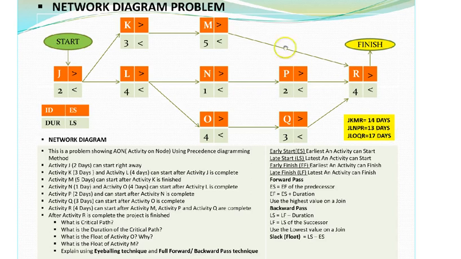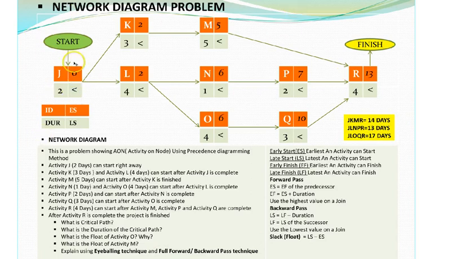So first thing we are doing is putting in the diagram, calculating how many days it takes on that particular path, putting it on the piece of paper, and then the questions can be answered in a second. Okay, so that was the eyeballing technique. Now the other technique is the full forward and backward pass technique that we are going to see right now.